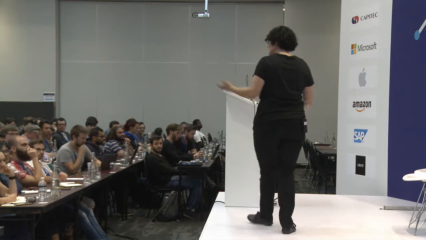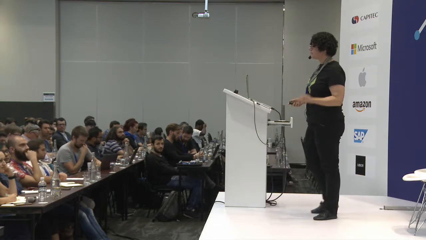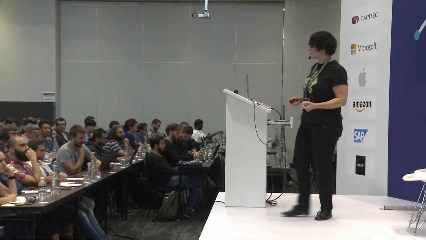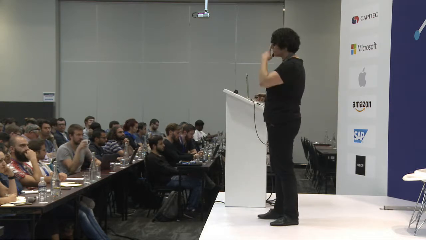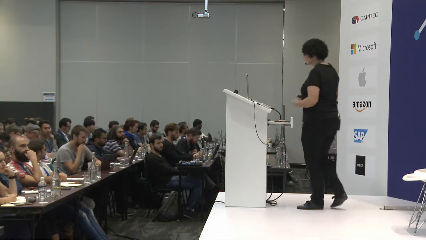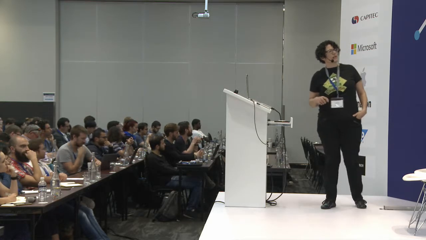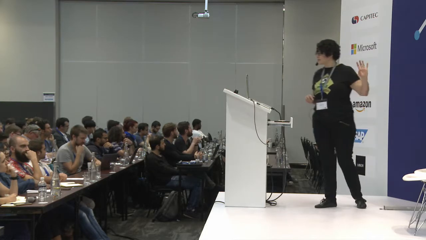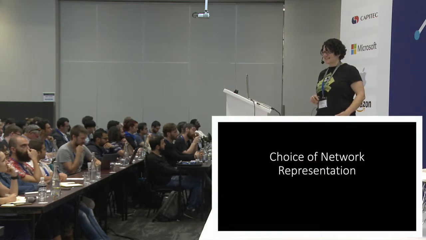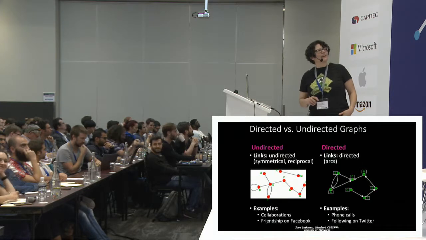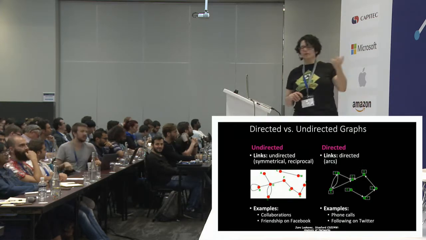So we have to figure out how to go from data to network, and what's a meaningful definition of an edge and what's a meaningful definition of a node. It's all amplified when we talk about dynamic networks, so we'll touch on that a little more. The second thing we need to figure out is the choice of network representation. Is it undirected, such as collaborations or friendships, although not all friendships are symmetric, right? Some friendships are very directed. Or directed networks, such as phone calls or following on Twitter.